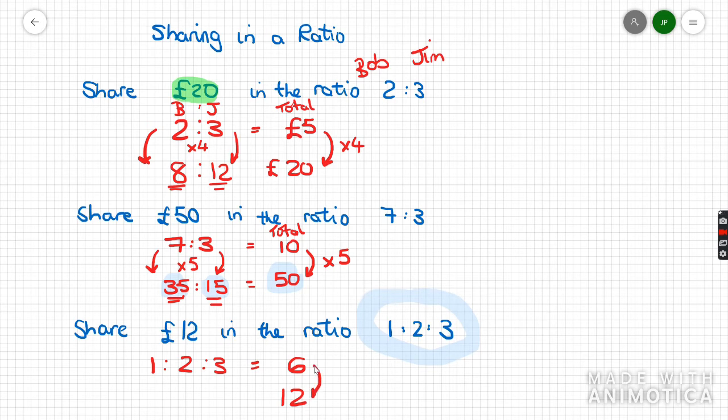So how many times do I share 6 to get to 12? Do that twice. So that means I've got to times all of these by 2. So I will get 2 to 4 to 6. Just going to double check. 2 add 4 add 6 does give me 12. So I'm happy with my answer.